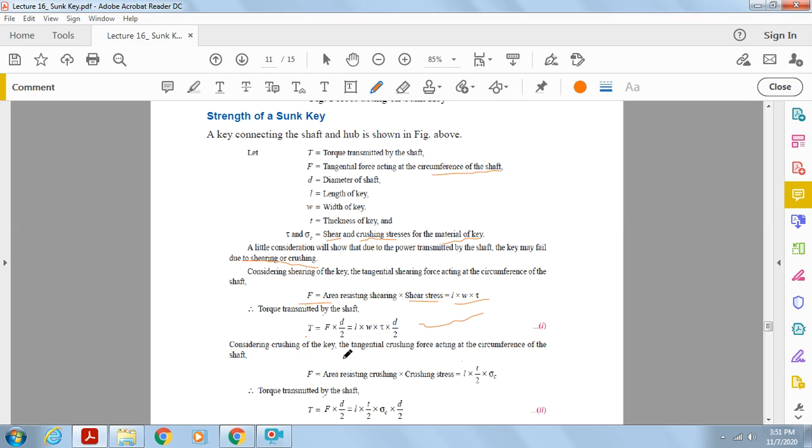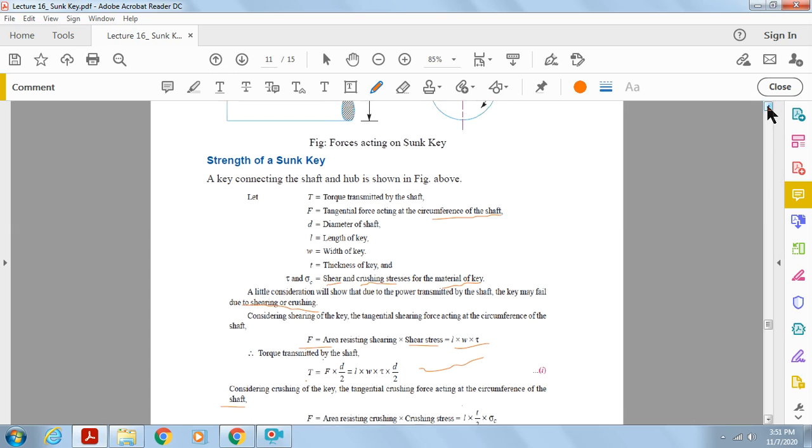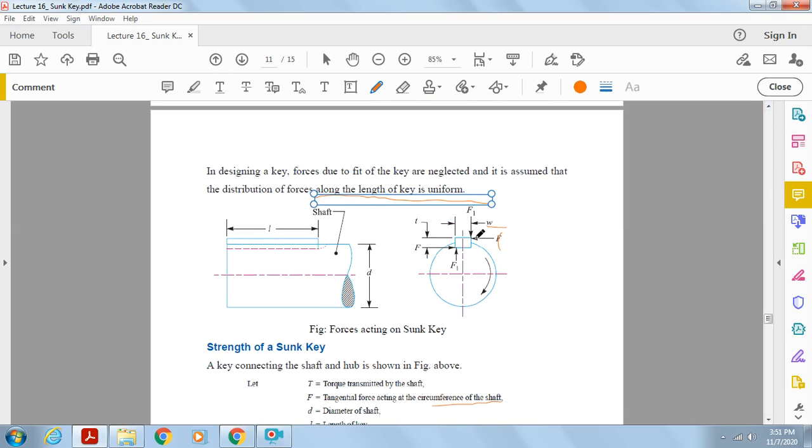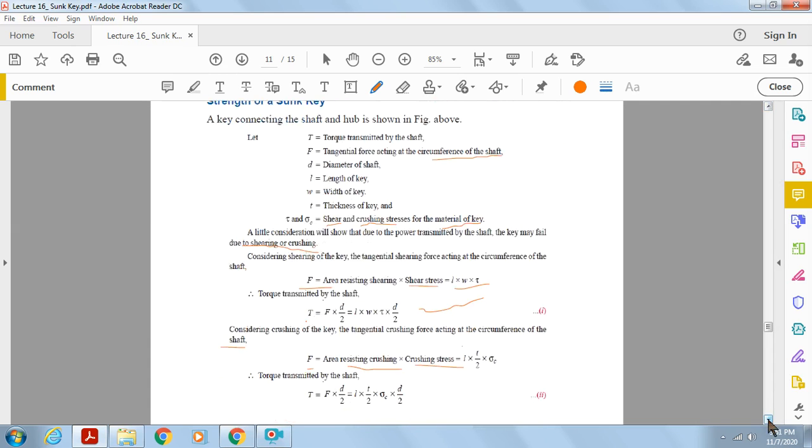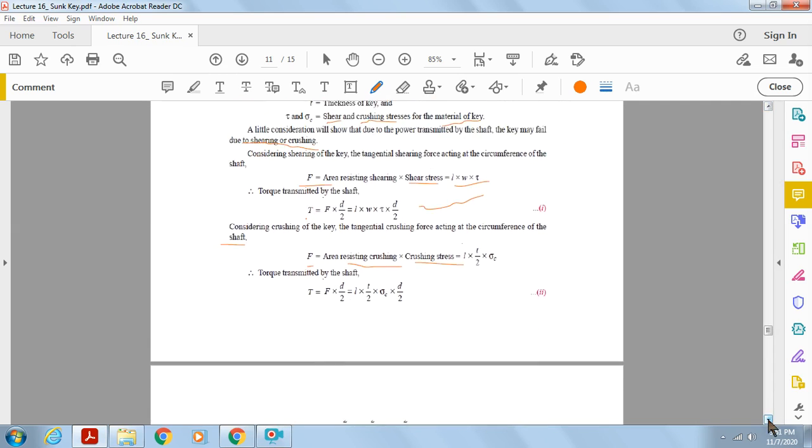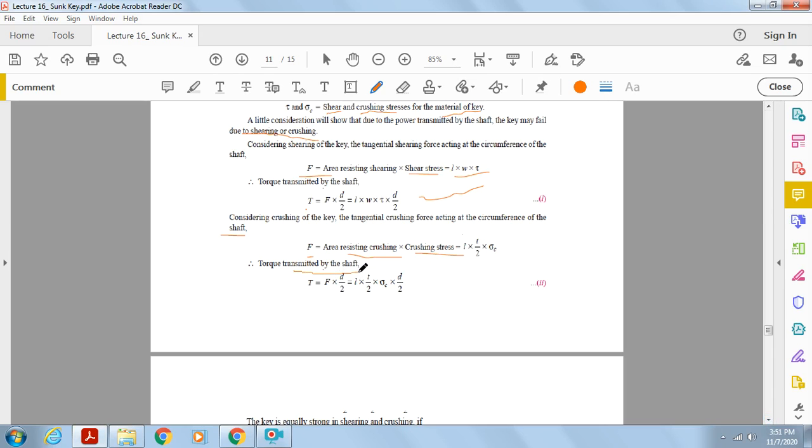Now considering crushing of the key, the tangential crushing force acting on the circumference of the shaft will be F equal to the area resisting crushing into the crushing stress. Now what is that area? It is L into T by 2. So this is the area resisting the crushing. So the torque transmitted by the shaft will be T equal to F into d by 2, that means L into T by 2 into sigma C into d by 2.